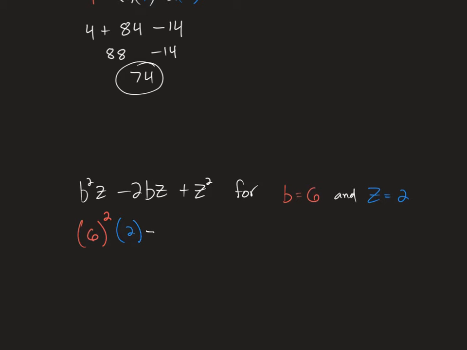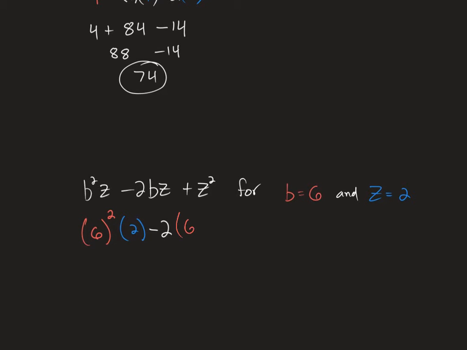And then minus 2 times b, which is 6, z, which is 2, and z plus z squared, so 2 quantity squared. So I tried to replace everything where this goes here and this goes here, and I'm running low on space.